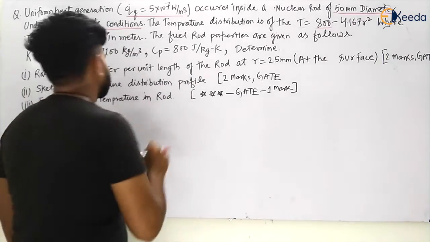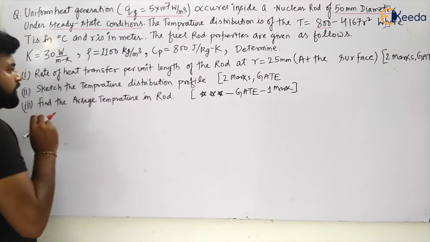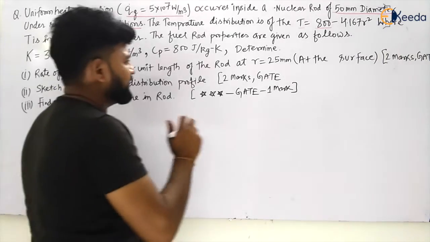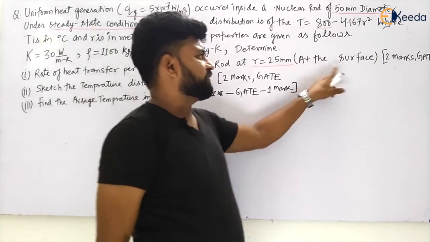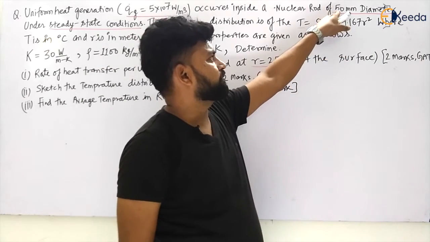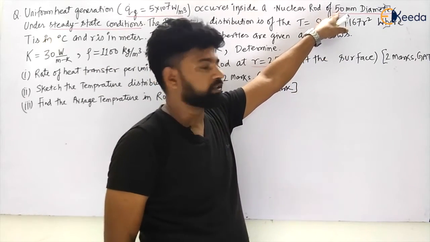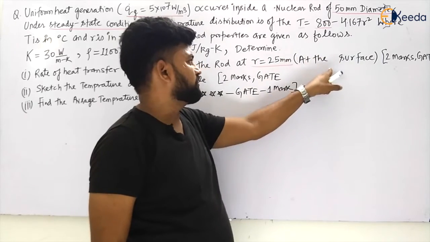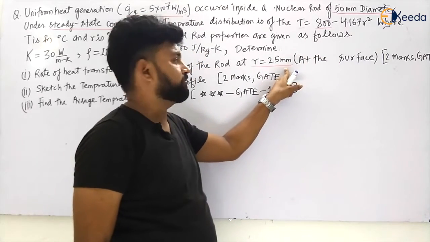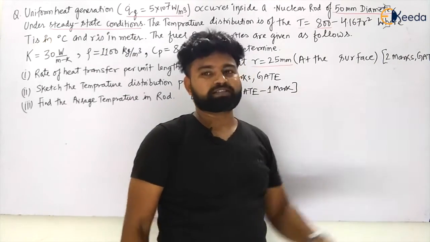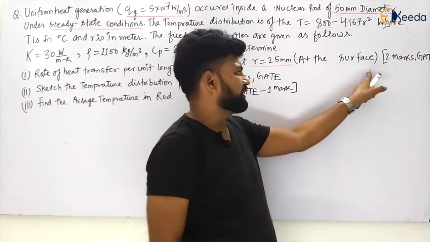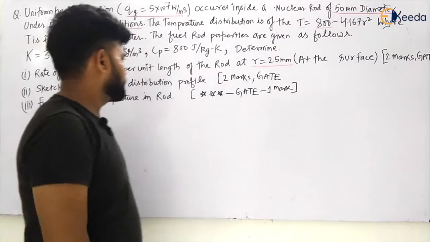So determine the rate of heat transfer per unit length of the rod at R is equal to 25 millimeter, at the surface. The diameter is given to be 50 millimeter, so the radius will be what? It will be, my dear students, 25 millimeter only at the surface. So this can be for 2 marks. This type of question can be asked in GATE for 2 marks, my dear students.